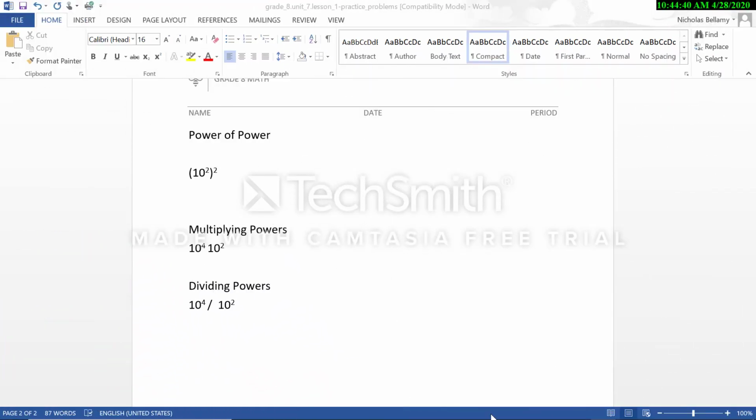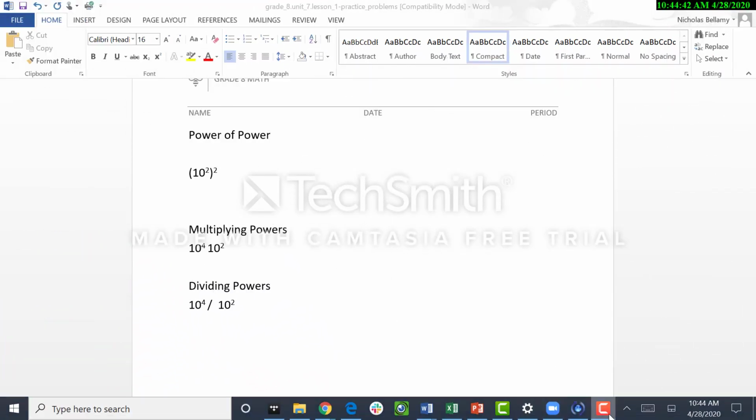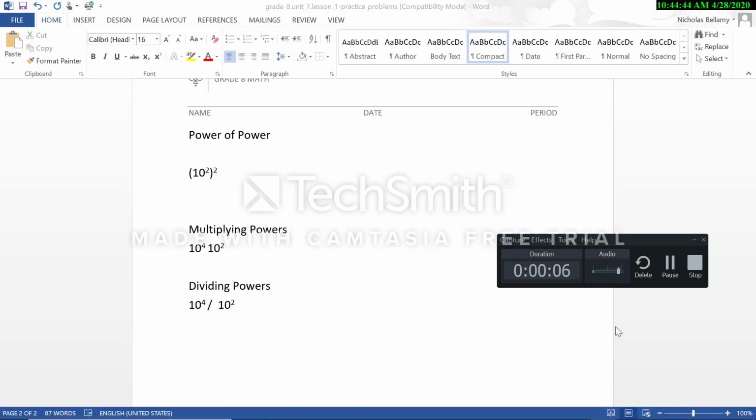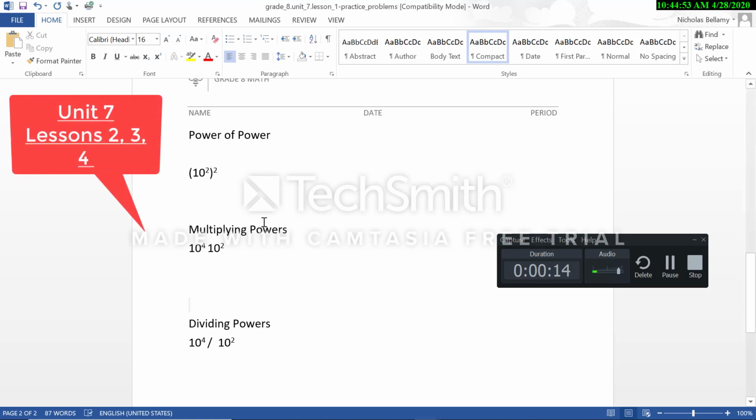Alright, for this week, we're going to make it nice and simple here. We're looking at powers of powers, multiplying powers, and dividing powers. Alright, so I'm going to start off with power of a power.